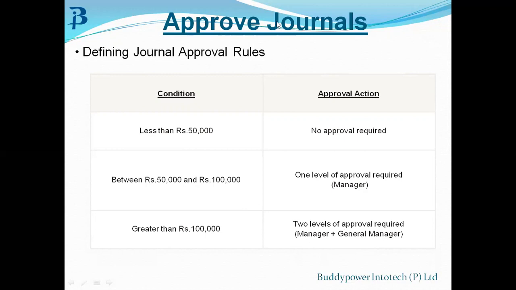So basically, with approved journals, you're defining the authorities of your employees to do a certain transaction. This is basically what is meant by approved journals. Understood? You're clear with this? Yes, ma'am.